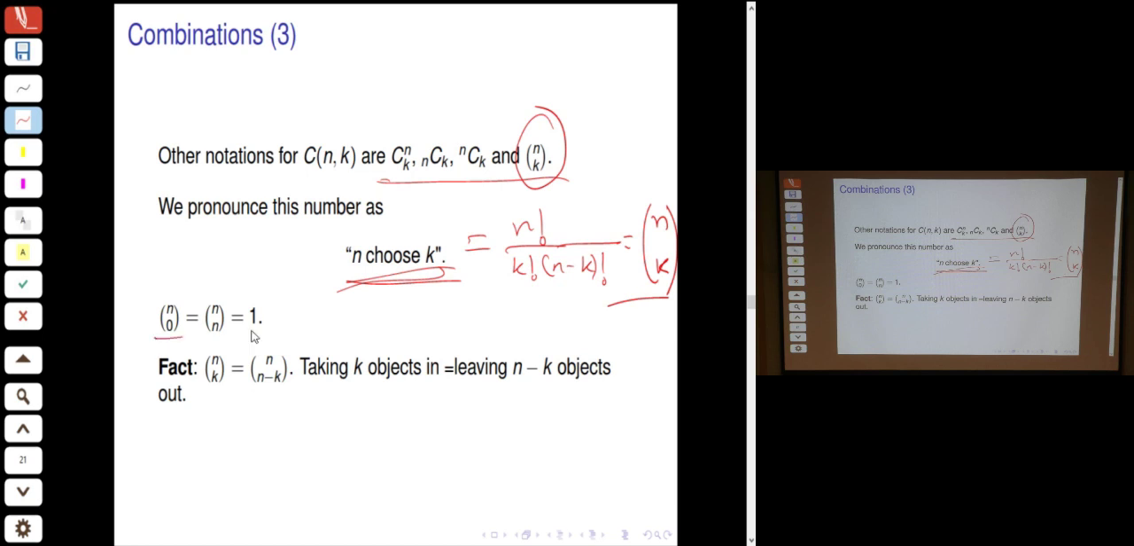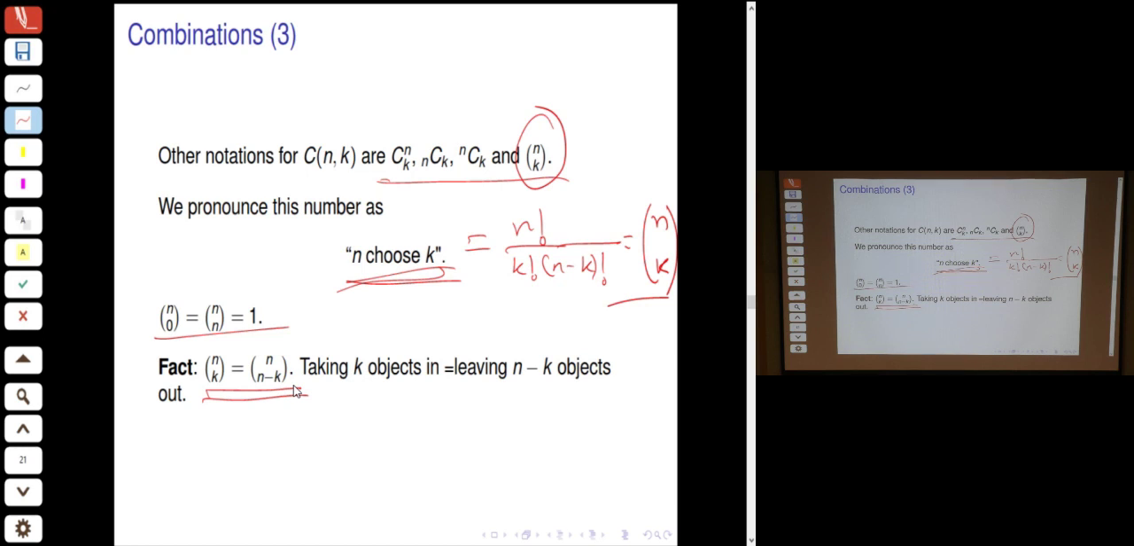So, here are some notational conventions. N choose 0 is taken to be 1, n choose n is also taken to be 1. And here is a simple fact, a warm up with the notation n choose k. We have n choose k is equal to n choose n minus k. Why is this the case? Because n choose k is the total number of ways of choosing k objects from n objects total. Now, when you choose k objects from n objects in total, you leave out n minus k objects. So, choosing these k objects out of n is exactly the same as choosing the n minus k objects which you left over.